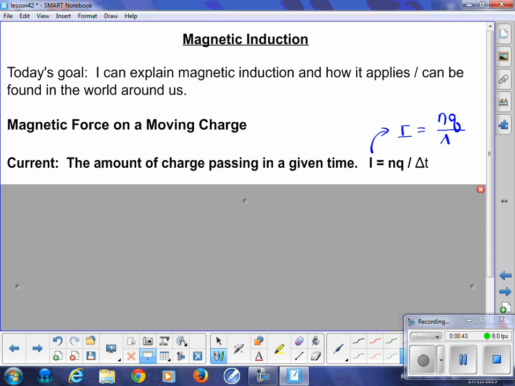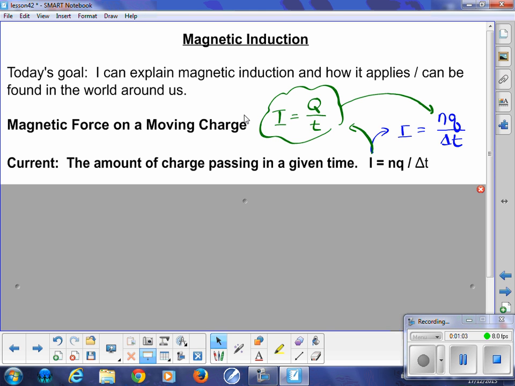I equals NQ over delta T. Now, the formula you're familiar with is I equals Q over T from grade 11. Same formula. The difference is Q is the charge of an electron. So that is the charge of an electron.